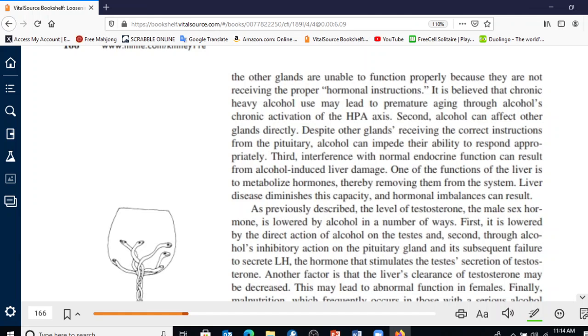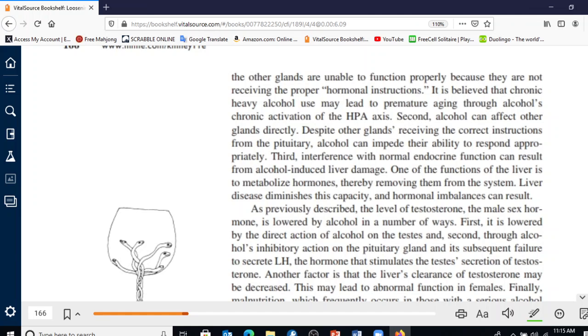Drinkers age faster than non-drinkers. Again, you wear your alcohol use on the outside. People can see it. Alcohol can also affect other glands directly. They get the correct instructions from the pituitary, but alcohol interferes with their ability to do what they're supposed to do. It either blocks the process and production or release of the chemicals, or whatever. It does a number of things, so that you have a lowered output, or it will promote an increased output. Either way, even though the glands received correct instructions, their output is altered.